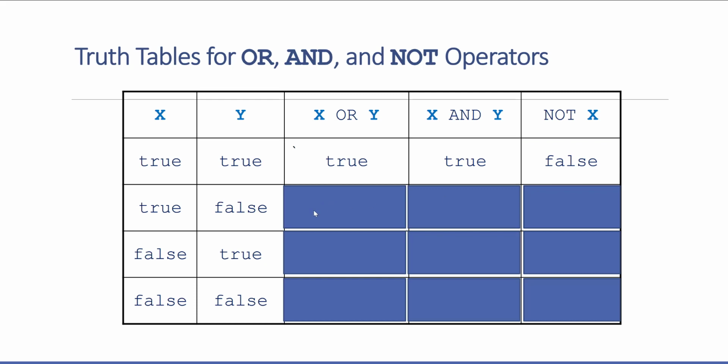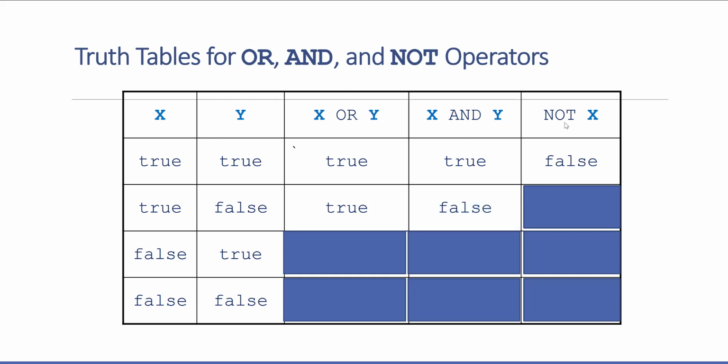Let's try a run through the next set. Now let's look at when X is true and Y is false. So is X true or Y true? Well, yes, X is true, so this evaluation will render true. Let's look at this one. X and Y, are both of those true? Nope, one is true and one is false, so this is false. Okay, not X. If X is true, the opposite is false, and that's what gets returned. All right, let's try another one.